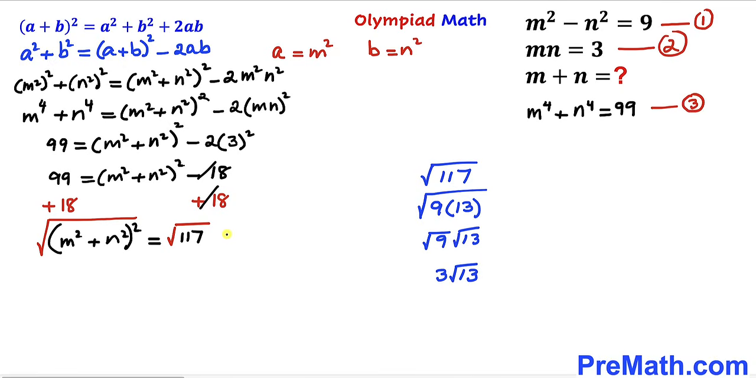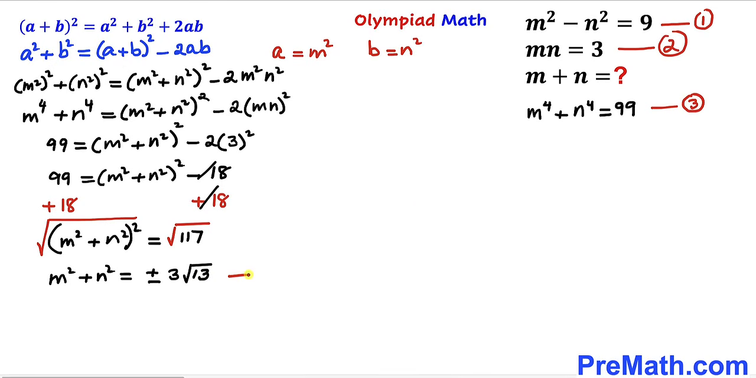So therefore this equation, once we take the square root, the left hand side is going to become m square plus n square is going to be equal to positive or negative 3 times square root of 13. And I'm going to label this one as our equation number 4.